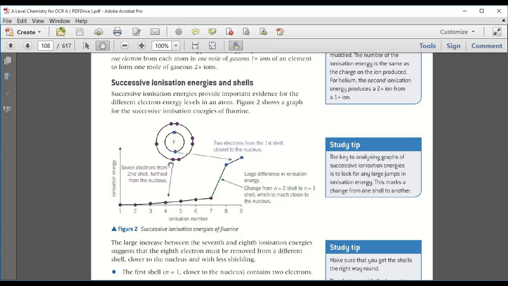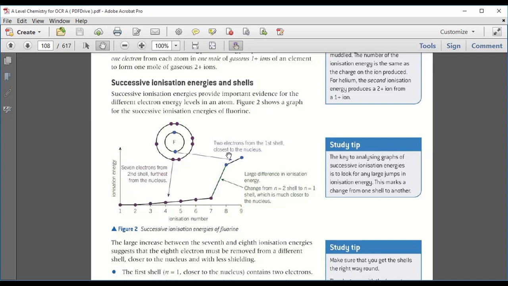Now we need to remove these electrons one by one. If you remove the first electron, the energy is known as the first ionization energy. If you remove the second electron, that is the second ionization energy, then the third, fourth, fifth, sixth, seventh, eighth, and then the ninth one. The ninth means that all the electrons have been removed.